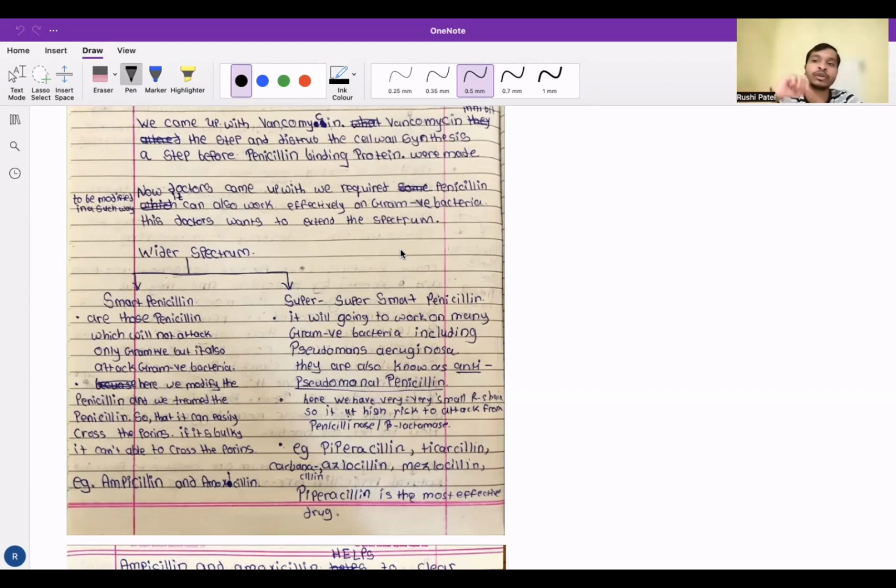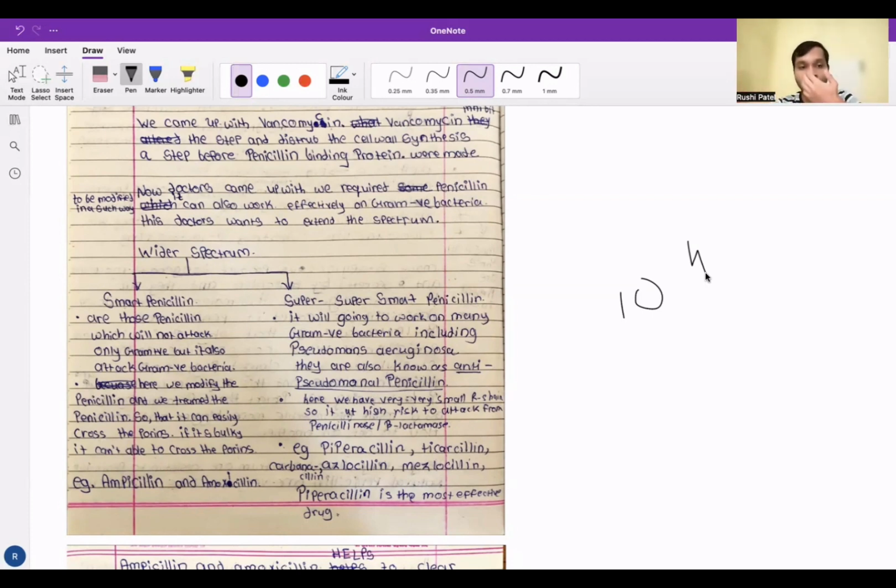So what are we going to do? We reduce the size of that drug. We can reduce it by cutting at the R group; we decrease the side R group chain. Supposing it is made up of 10 molecules, we come down to 4 molecules, so that the molecule becomes smaller and can go and show its function.